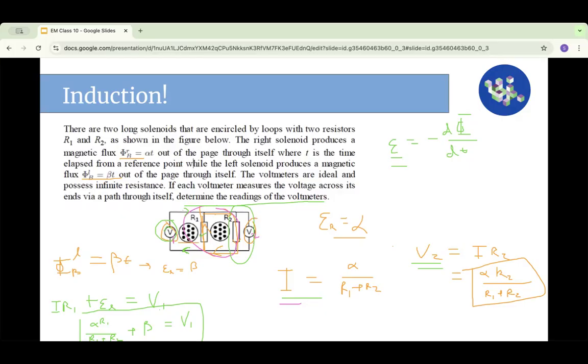So we can just simply say V2 equals the current times the resistance, right? But now in the left loop, we have the resistor that causes a change in voltage. We also have the changing flux of the left solenoid that induces an EMF, right? And then we have to take that into account to get the final reading on the left voltmeter. And if you get the conceptual idea, it's not too hard. Otherwise, it's a good review of induction and the induced EMF. Let's go on to the next problem.